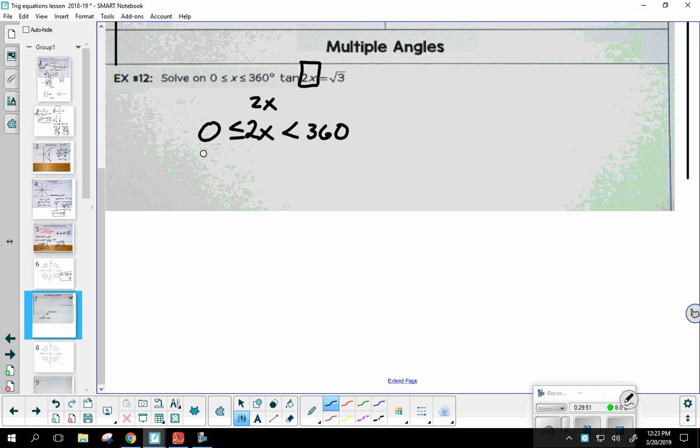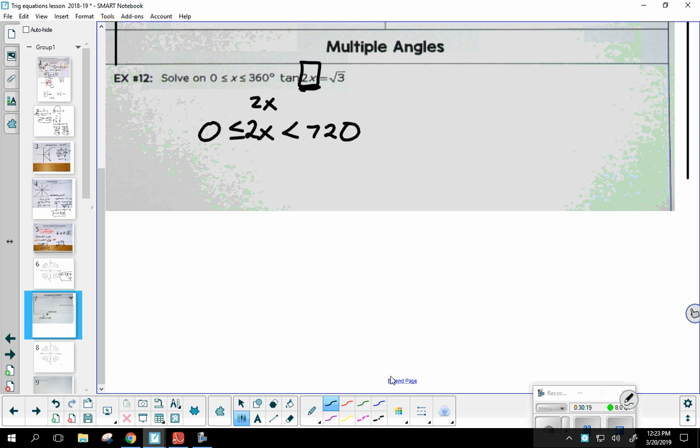Well, what's 2 times 0? 0. What's 2 times 360? Basically, what's 2 full revolutions in degrees? 720. So because this one is being changed, I can actually look in 2 revolutions to get my answers. Okay. So here's the thing. Let's solve it like normal.